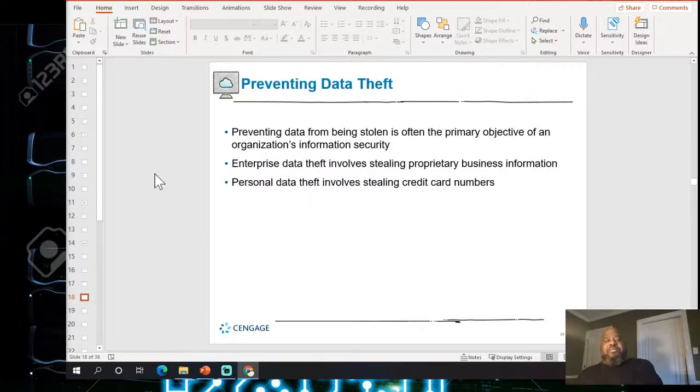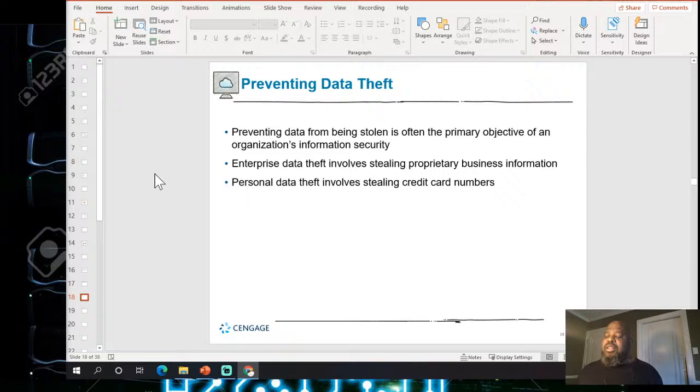Preventing data theft, so prevention is really at the top of the line on how you want to do it. Preventing data from being stolen is often the primary objective of organizational information security. Enterprise data thefts involve stealing proprietary business information. Personal data thefts involve stealing credit cards.